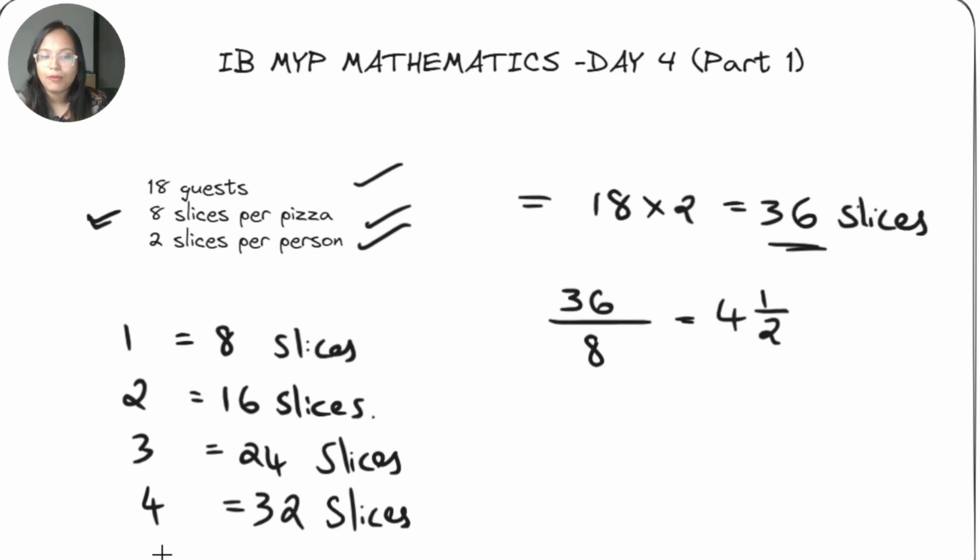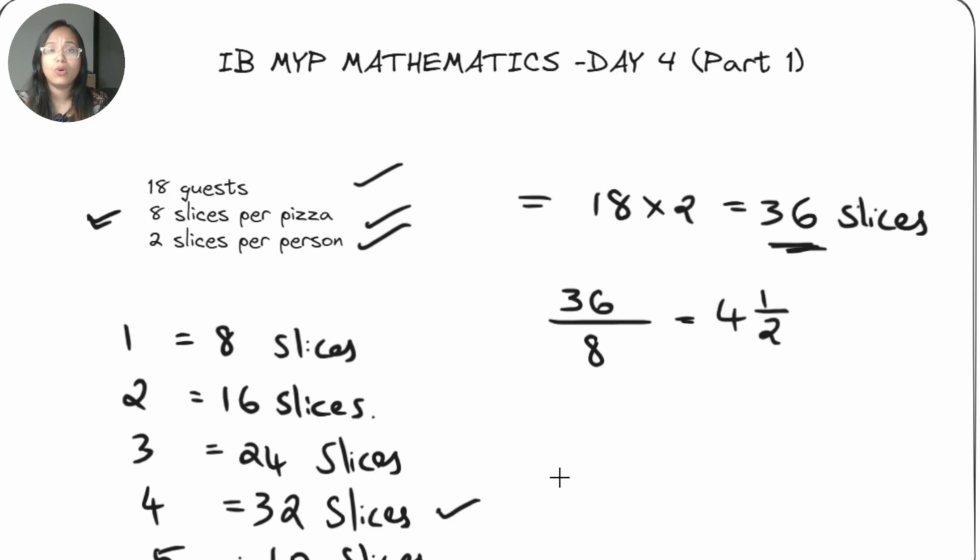And what about 5 pizzas? 32 plus 8, that is 40 slices, right? But we need only 36. So after 32 slices, we need only 4 slices. 4 is half of 8 slices, right? So we need 4 1/2. We can think like this also. But in a real life situation, we can't buy 4 1/2, right? So overall, we can buy 5 pizzas.